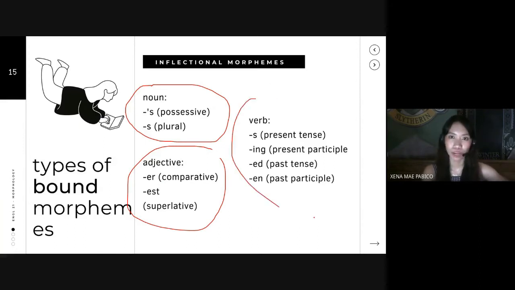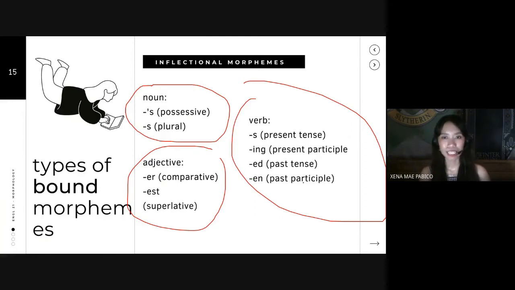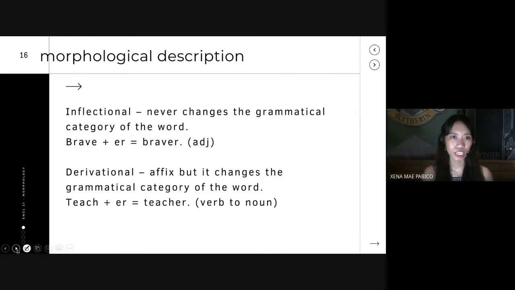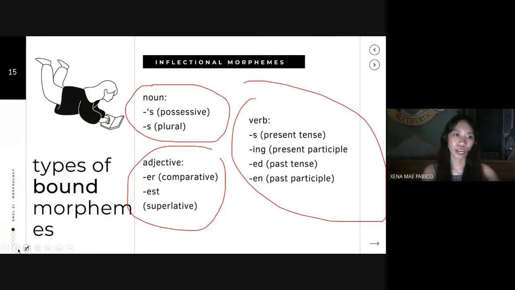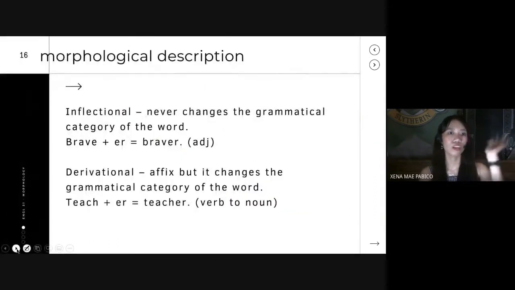And for the verb, we have S to indicate present tense, ing to indicate the present participle form of the verb, ed for past tense, and en for past participle of regular verbs. So those are the 8 inflectional morphemes in the English language. Okay, moving on.